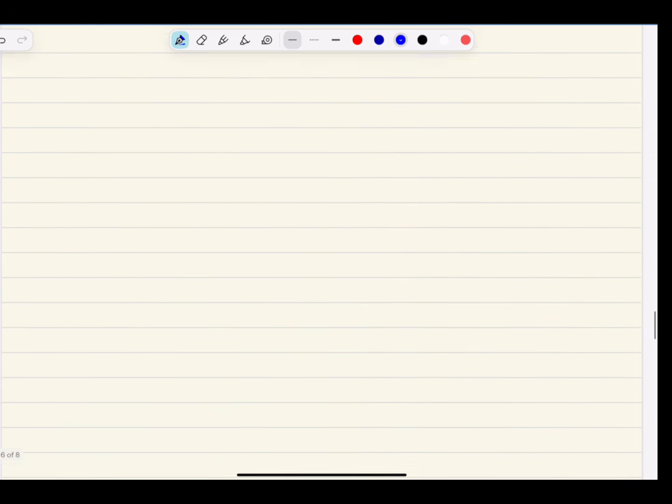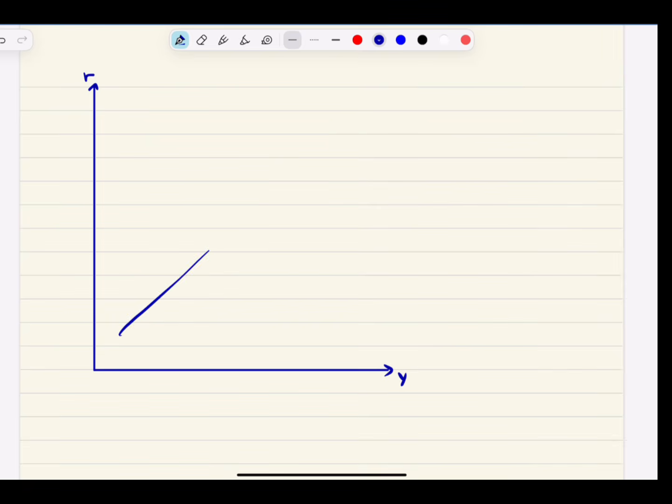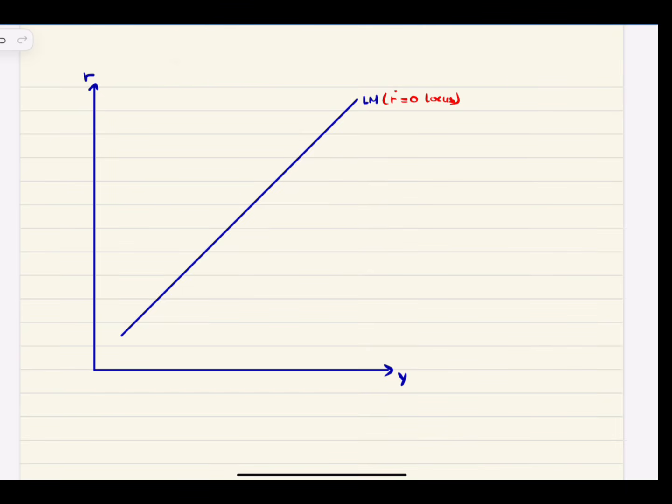So let's just combine this information. Sorry, let me zoom in for you. We had R on the vertical axis and output on this axis. We've already shown that this is a positively sloped curve. We can also call it the R dot equals 0 locus. All points on this curve have the value of R being R star.